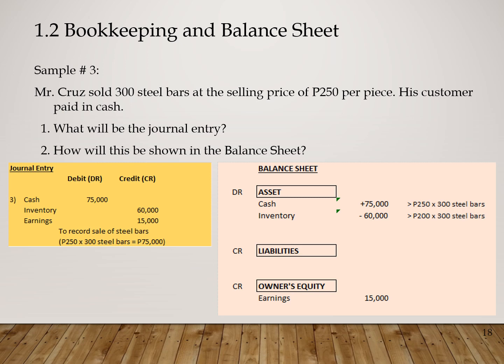So for the balance sheet, we have cash addition of 75,000. It came from 250, which is the selling price, times 300 steel bars. While deduction of 60,000 in inventory, this came from 200 because 200 is the cost of steel bar per piece, times 300. So the sum is 60,000. And the 15,000, which is the earnings, is stated in the owner's equity.